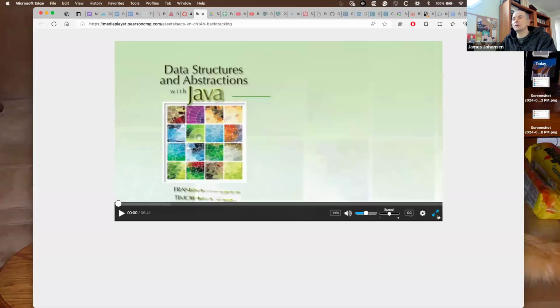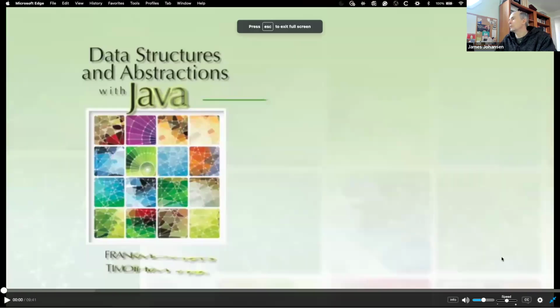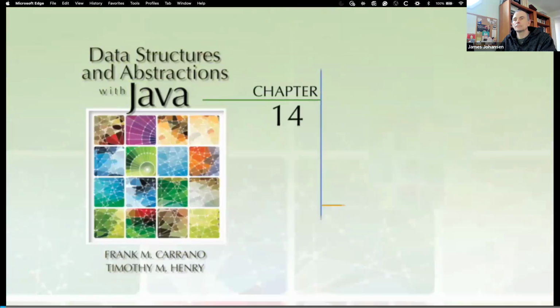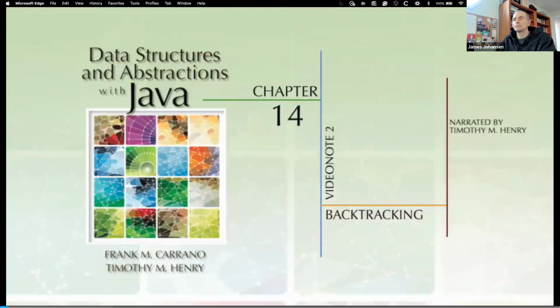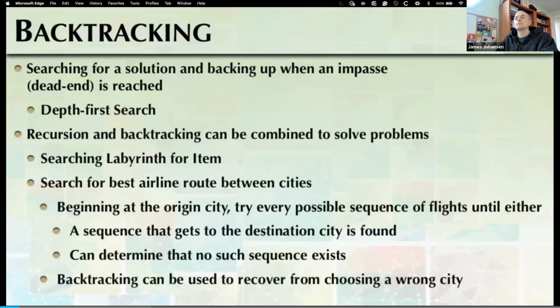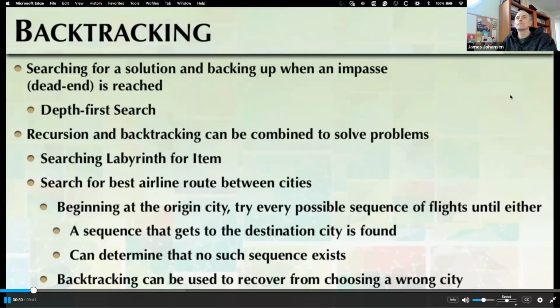Okay, let's do this other one. This is now going to get into backtracking. Backtracking is where you search for a solution, and then when you reach an impasse, you back up and try a different route. Sometimes this is called depth-first searching. Recursion and backtracking can be combined to solve a multitude of problems that are very difficult to solve otherwise.